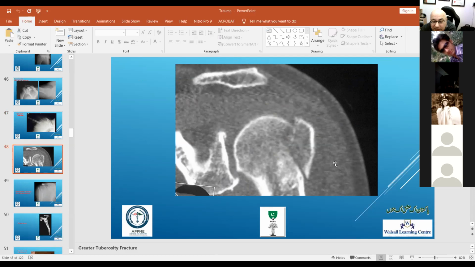So what's the problem with these? How will you manage this? We have to fix it. Why? Because there are high chances of non-union because of the attachment of the rotator cuff muscle. Yeah, the supraspinatus is attached to it. So this is not just a tuberosity fracture, but effectively a supraspinatus tear, as the bone is attached to it. The reason this doesn't work is the supraspinatus doesn't function because it's pulling the tuberosity, and therefore you have no supraspinatus. So what is the function of supraspinatus in the shoulder?